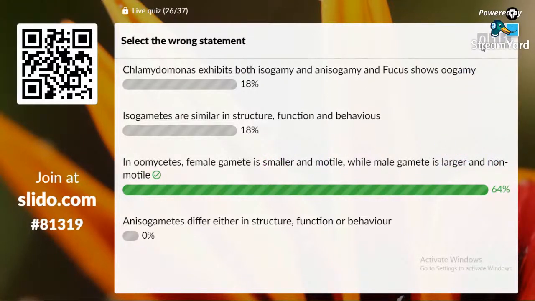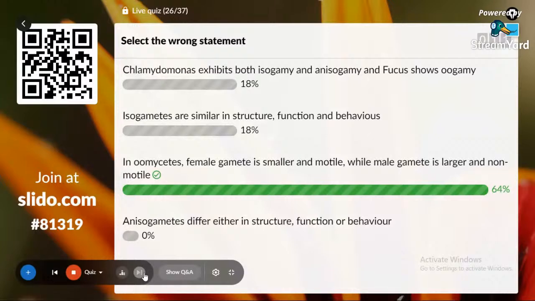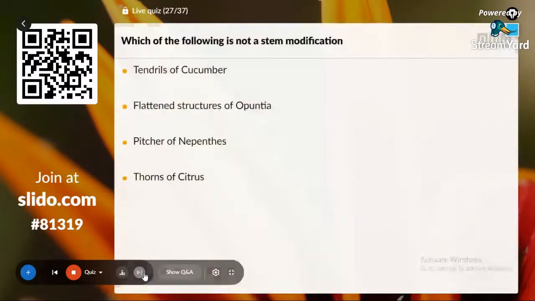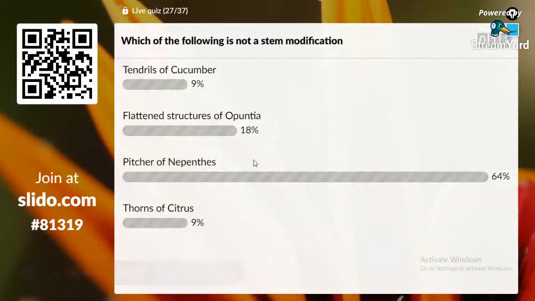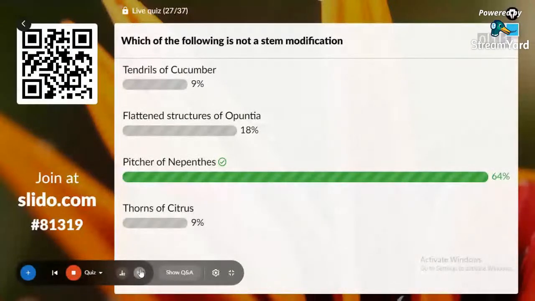Okay, 27th question on the screen. Again, a simple question from the chapter Morphology of Flowering Plants. Which of the following is not a stem modification? Tendrils of cucumber, flattened structures of Opuntia, pitcher of Nepenthes, thorns of citrus. The correct answer is pitcher of Nepenthes. It is not a stem modification.